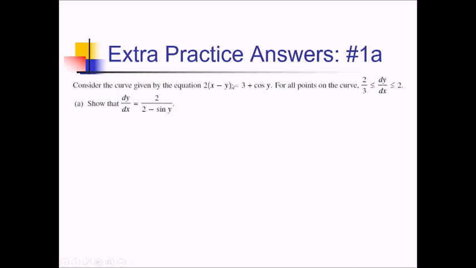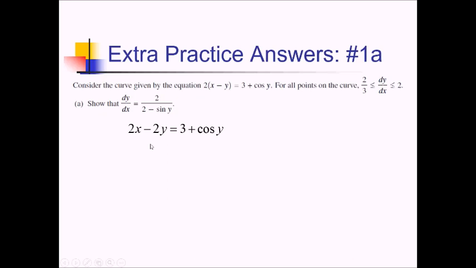Since y is difficult, well actually impossible, to isolate in this problem, we're going to have to use implicit differentiation. But to make my life a little bit easier, I'm going to start by at least distributing this 2 here. Why leave that in the parentheses? So this is going to be 2x minus 2y.